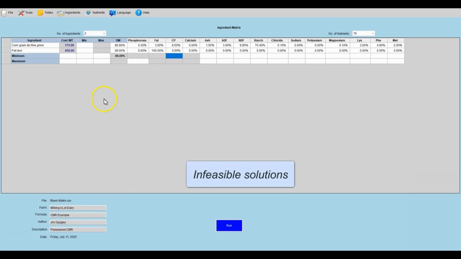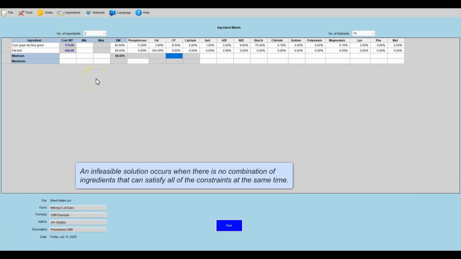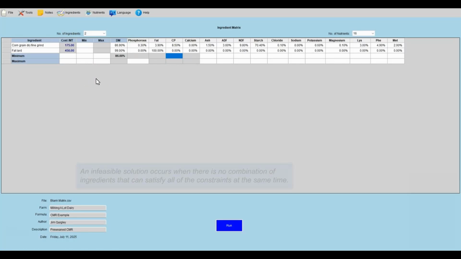In this video, we'll look at infeasible solutions, what causes them, and how to resolve them. An infeasible solution occurs when there is no combination of ingredients that can satisfy all of the constraints at the same time. In other words, the requirements you've set are mathematically impossible to meet. Let's start with a very simple example.